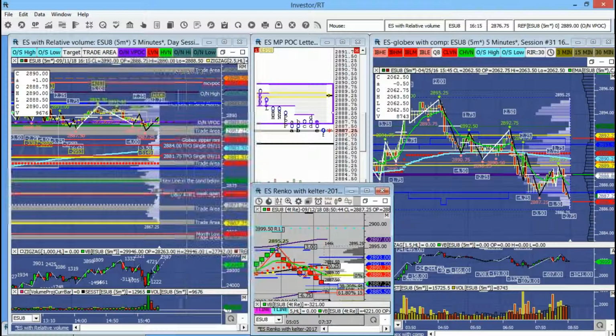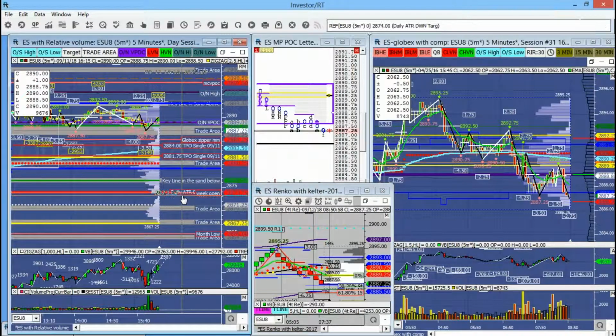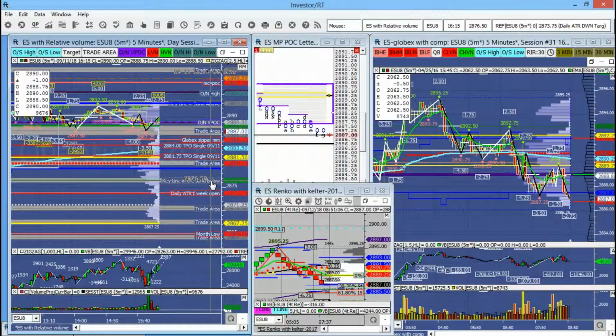I'm marking the key line in the sand below at 76.50. Below that, I think we challenge the week open. The week open and the daily ATR are sitting on top of each other right now at 73.75. The 20-period full session average true range is running at 21.59.